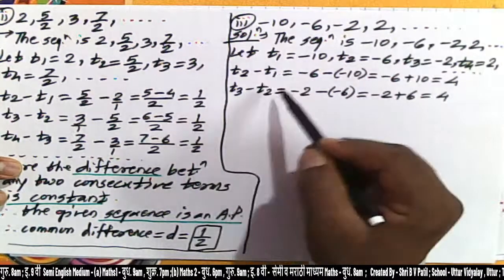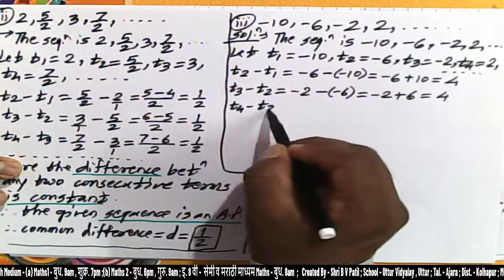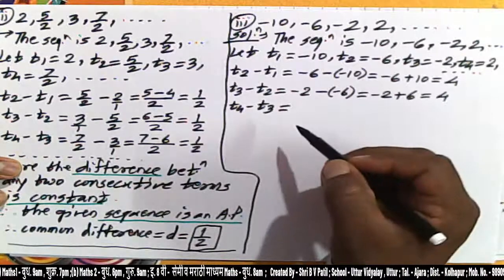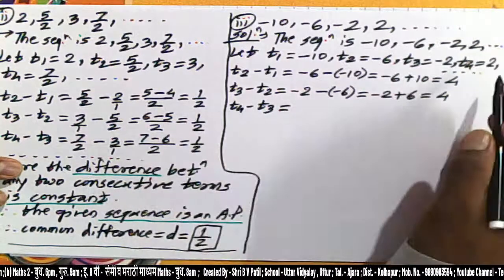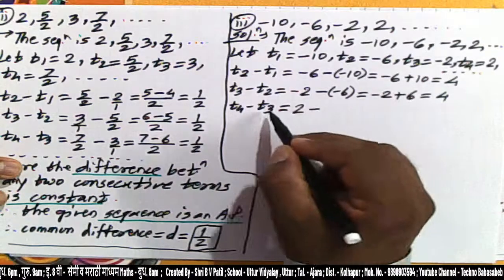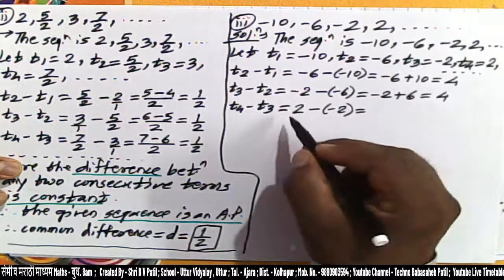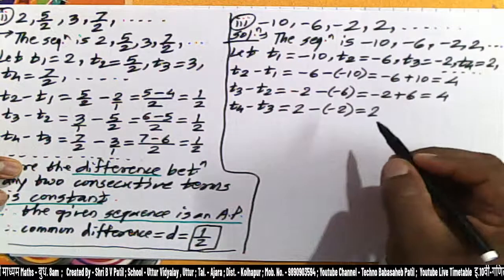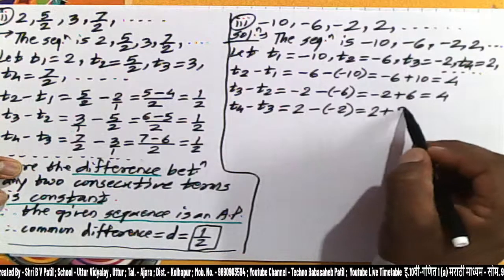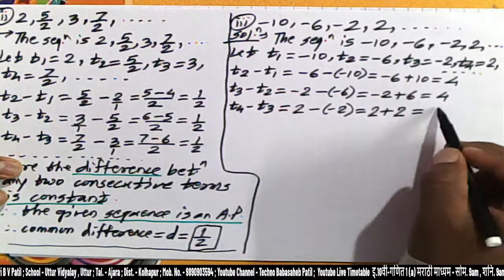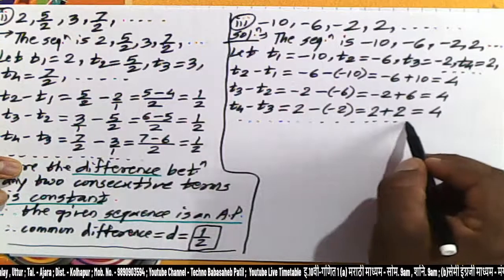First, second, third, then third and fourth, that is T4 minus T3. The value of T4 is 2, minus the value of T3, which is minus 2. Then 2 and minus minus plus 2, plus 2 we get 4. In this way, dot dot dot, we can say difference.